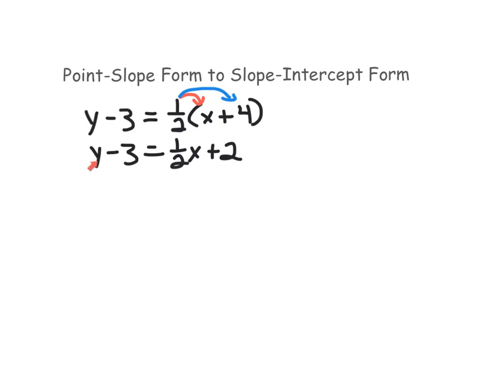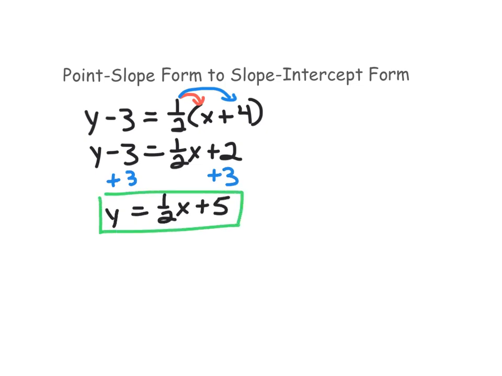Now we're trying to isolate the y so that it is in y equals mx plus b, or slope-intercept form. So to get the y by itself, I'm going to remove this minus 3 by adding 3, or the inverse of subtracting 3 is to add 3. And of course, I'm going to need to add 3 to the other side as well to keep this equation true. So now it says y equals 1/2 x plus 5. And now that equation is in slope-intercept form.